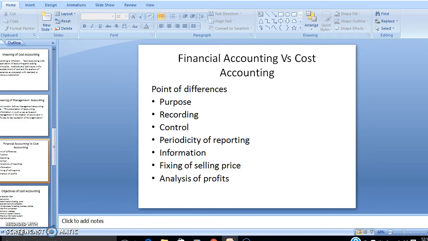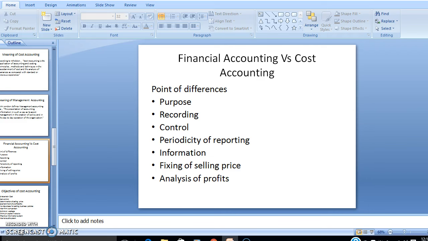The other point of difference is control. Under the financial system, greater control is kept on cash movement, that is, receipt and payment of cash. But in cost accounting, the greater control is on material, labor and overhead. The wastage of these elements is minimized to keep the cost of production under control. The next point of difference is periodicity of reporting.